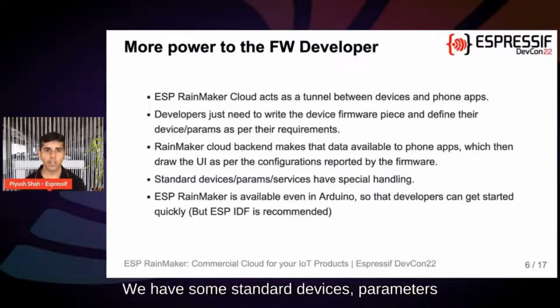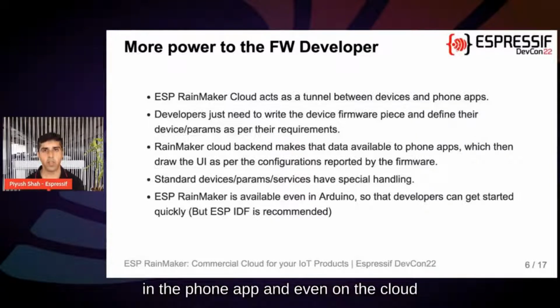We have some standard devices, parameters, and services which have special handling in the phone app and even on the cloud backend. For example, if you are using the standard type as light, then it will show up as a light on Alexa and GVA.